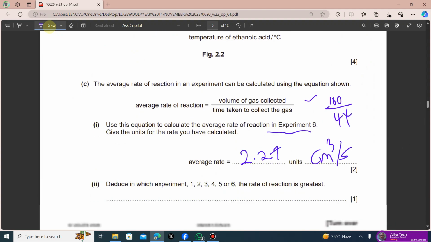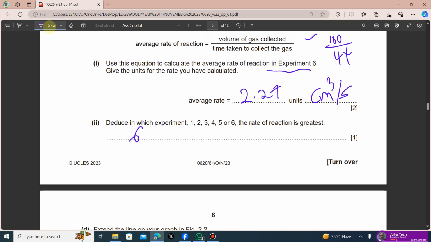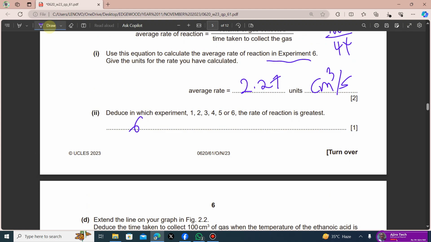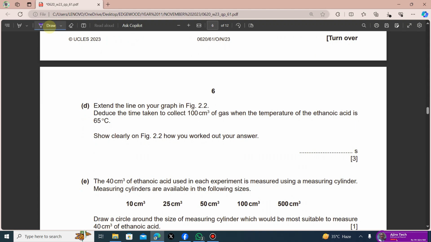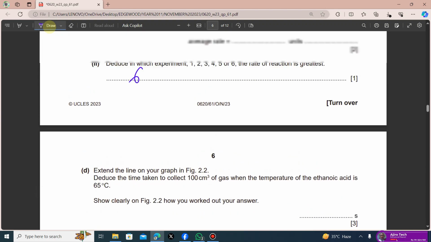So we go back to our answer here. All we need to do is just write 6, since you are asked just to indicate which experiment. So experiment 6 is the greatest because it has the greatest average rate of reaction. I believe that is clear enough. All right, so the next question says extend the line on your graph in figure 2.2. Deduce the time taken to collect 100 centimeter cube of gas when the temperature of the ethanoic acid is 65 degrees. So we go to the graph.